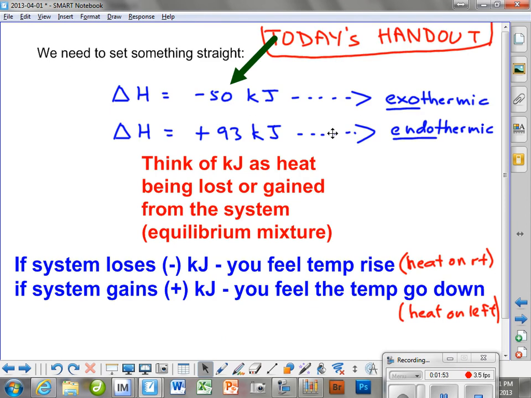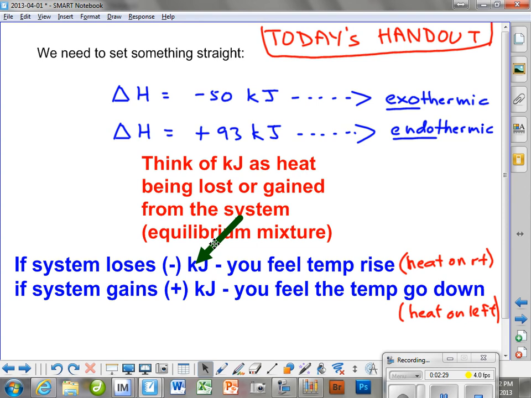This first little page that I'm showing you talks about the delta H. Delta H being negative means that it will be an exothermic reaction, and in exothermic reactions the heat is going to be on the right side, as it says down here. Delta H being positive means that the reaction is endothermic and the heat will be on the left side of the equation.